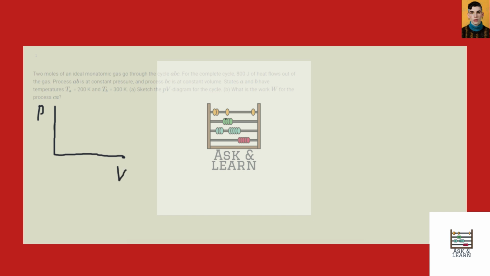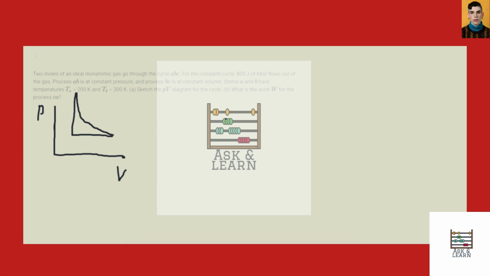The process AB is at constant pressure, BC is at constant volume, and we don't know about process CA. But let's see. So AB is constant pressure, so constant pressure is just the horizontal line, and the constant volume BC is just the vertical line, and the other process is just a curve.